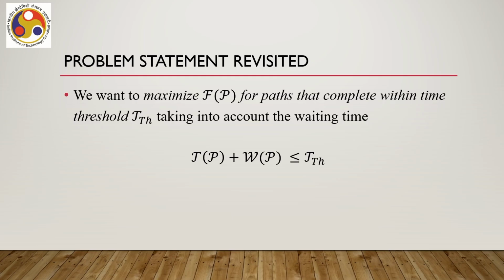Then we need to revise our earlier problem statement. What is that revision? We want to maximize the total importance for paths that complete within the time threshold Th, taking into account the waiting time. So, essentially what we want to state is Tp plus Wp must be less than or equal to T threshold, where we are also maximizing Fp.